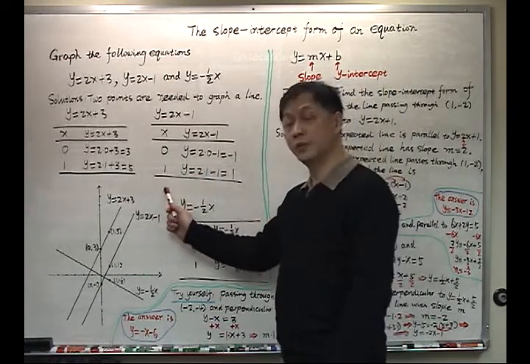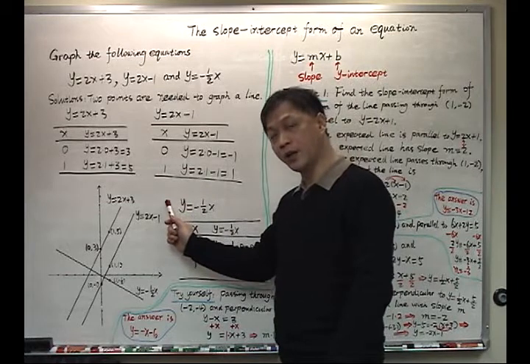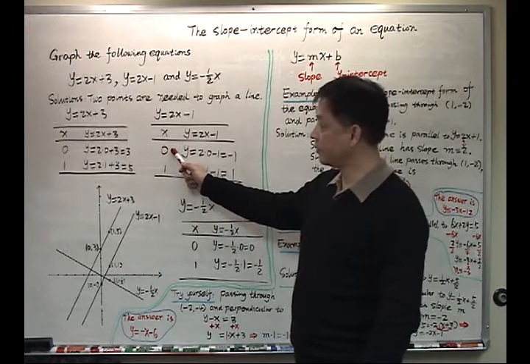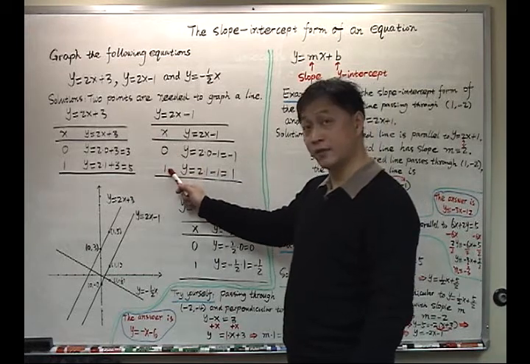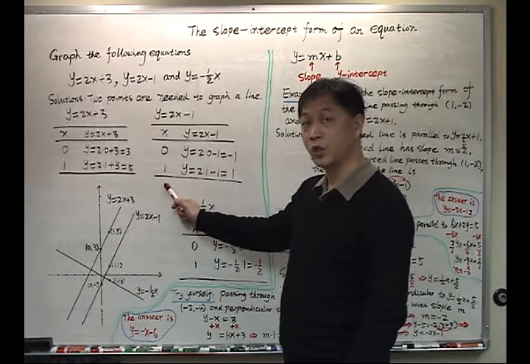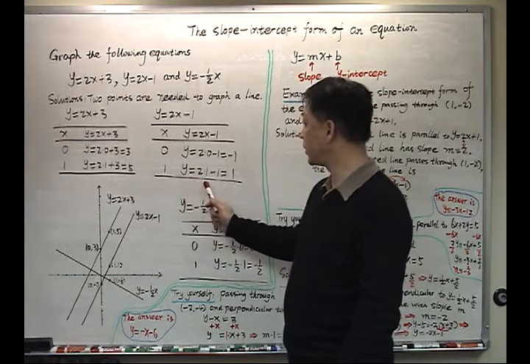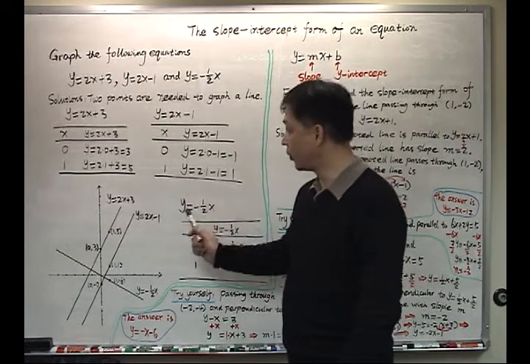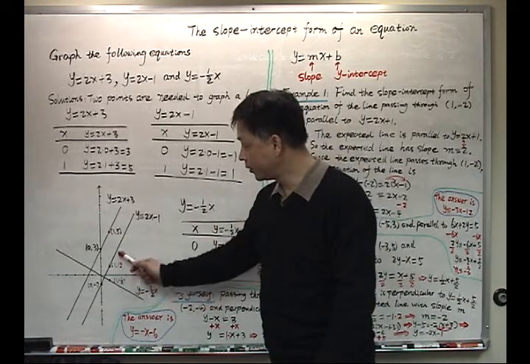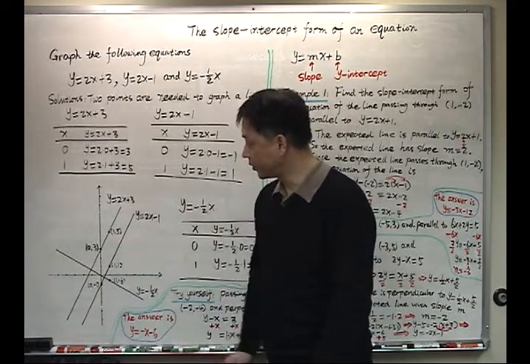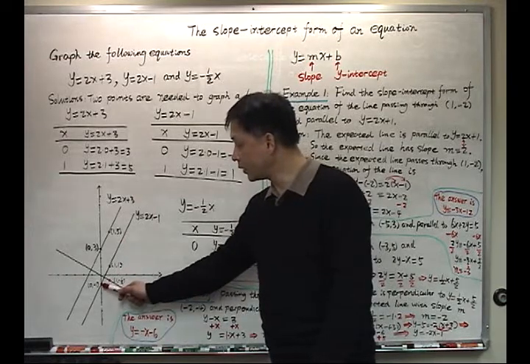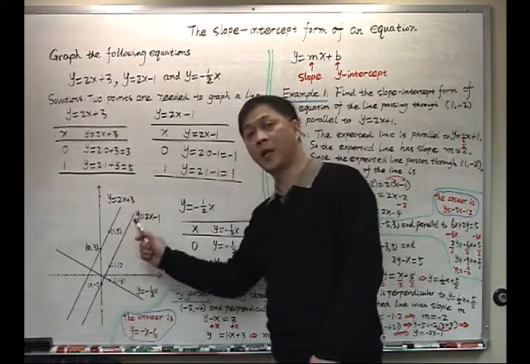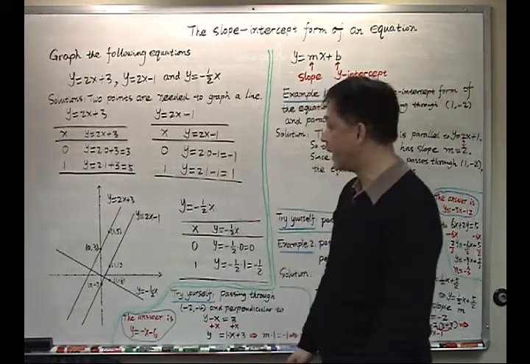You may ask, why do you choose 0 and 1 all the time? You can choose 2. You can choose 3. You can choose 100. Again, 0 is an easy value, 1 is an easy value. If you choose 2, then 2 times 2 minus 1 is 3. So (2, 3) is another point. You can connect (0, -1) and (2, 3) and make a line. Still the same line.